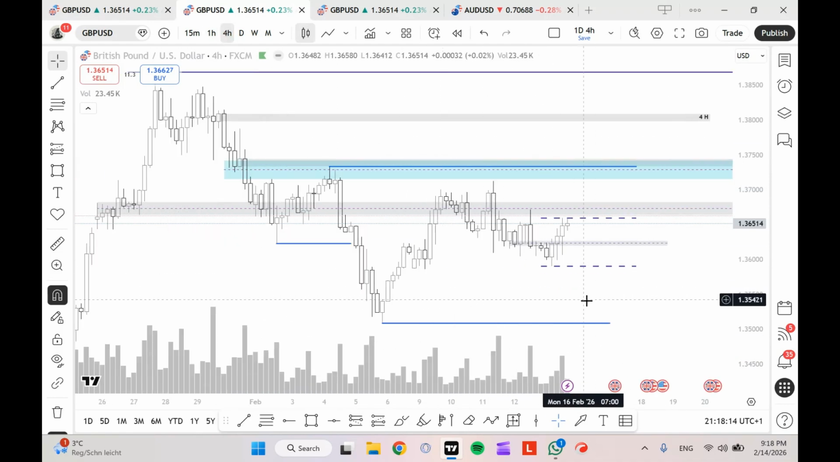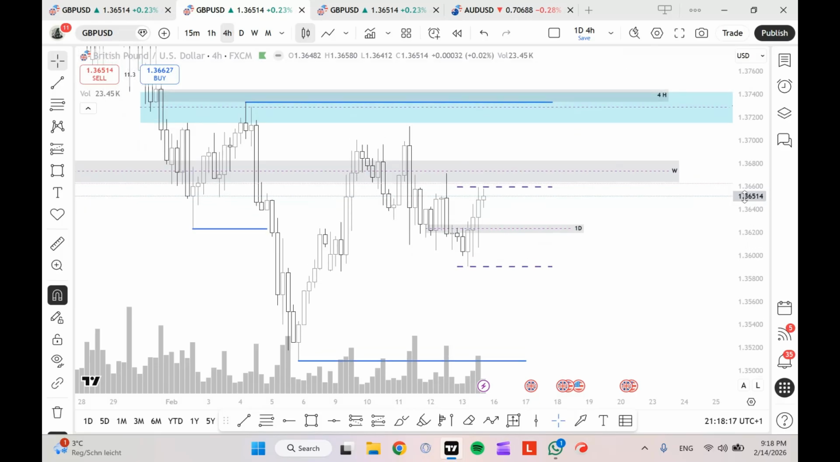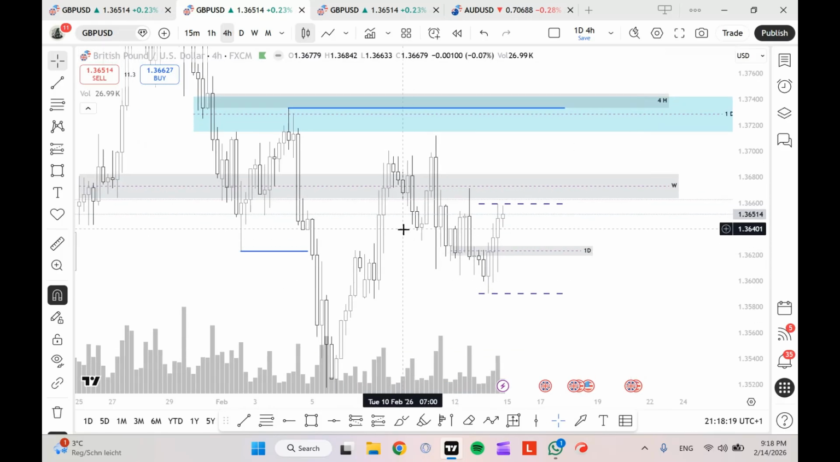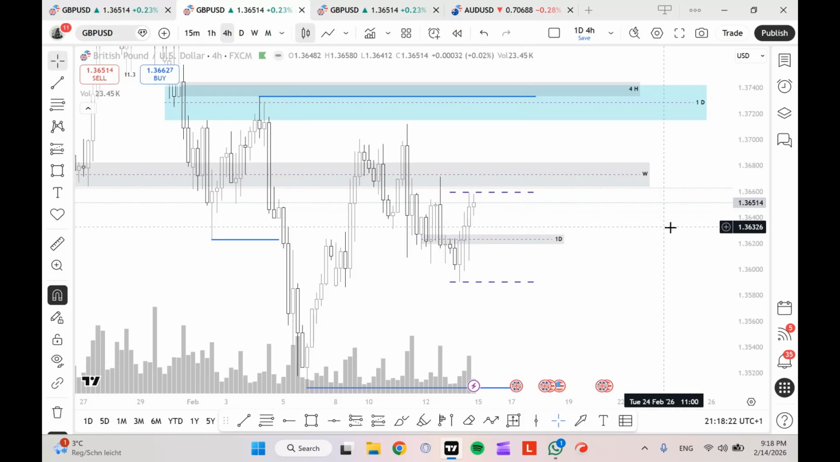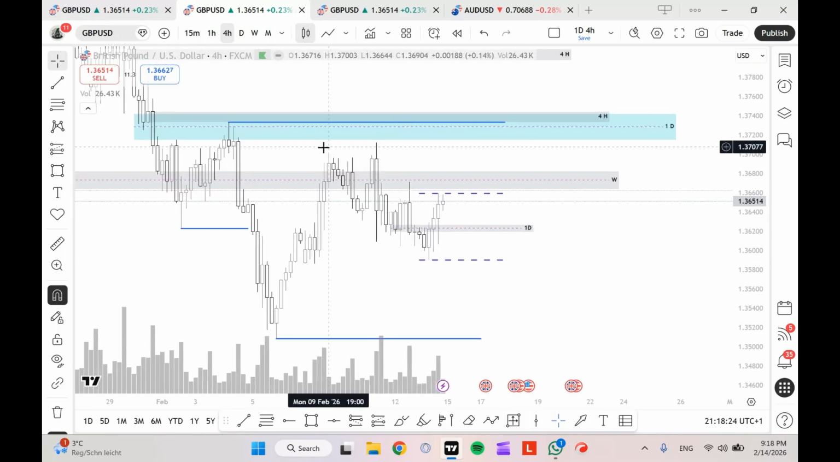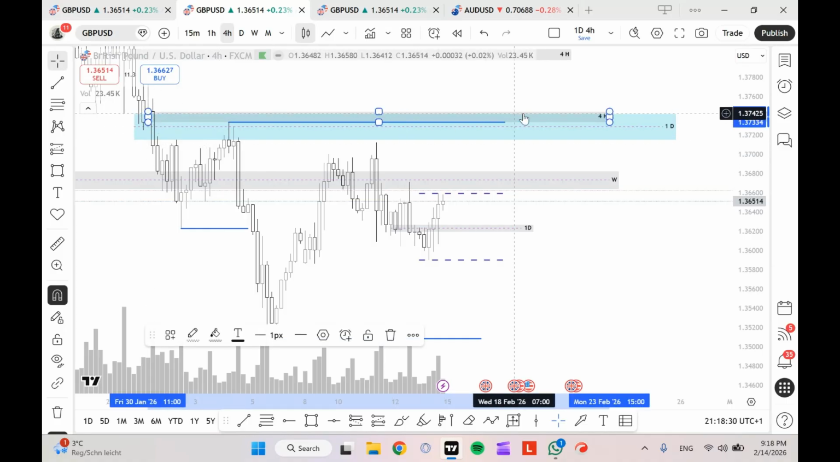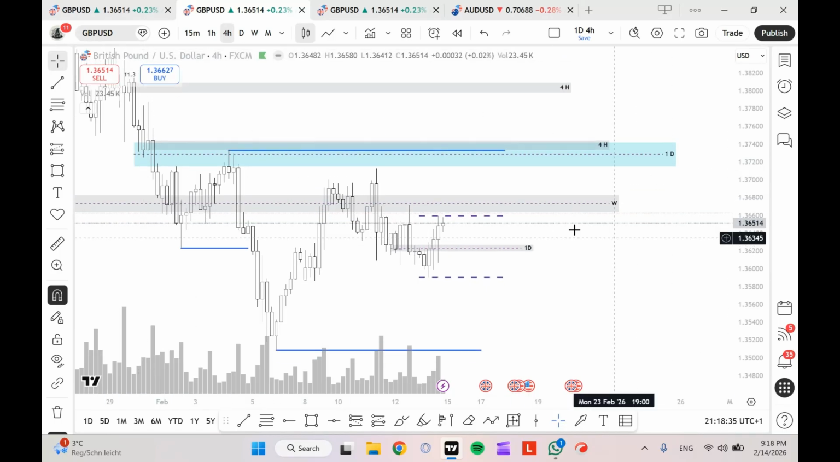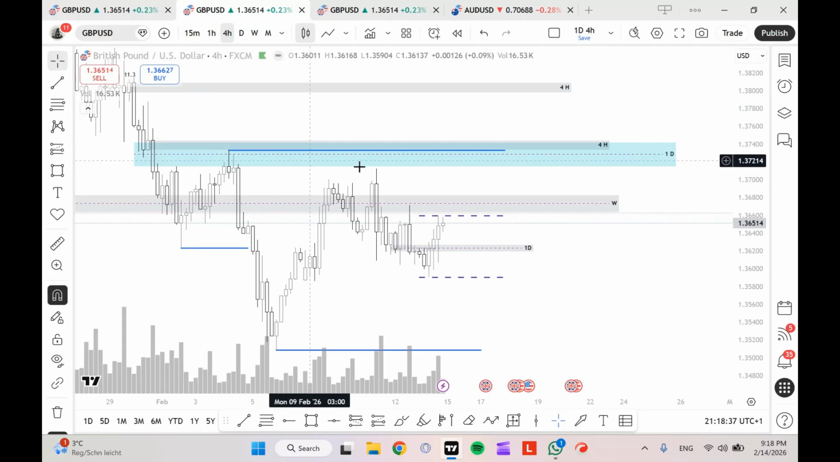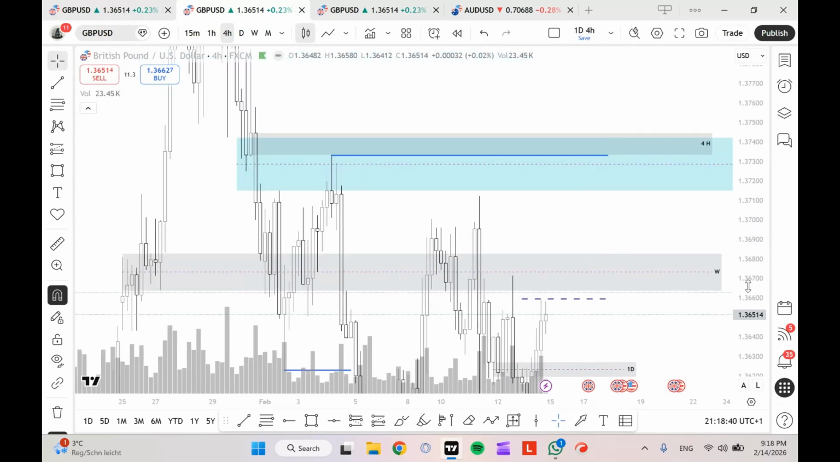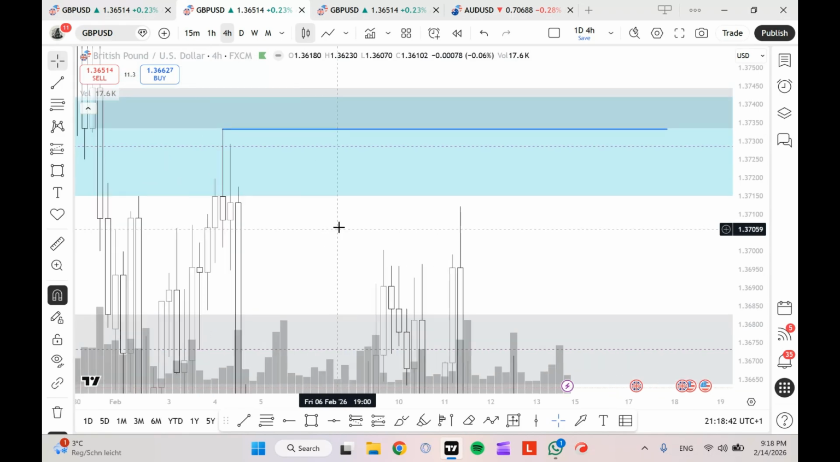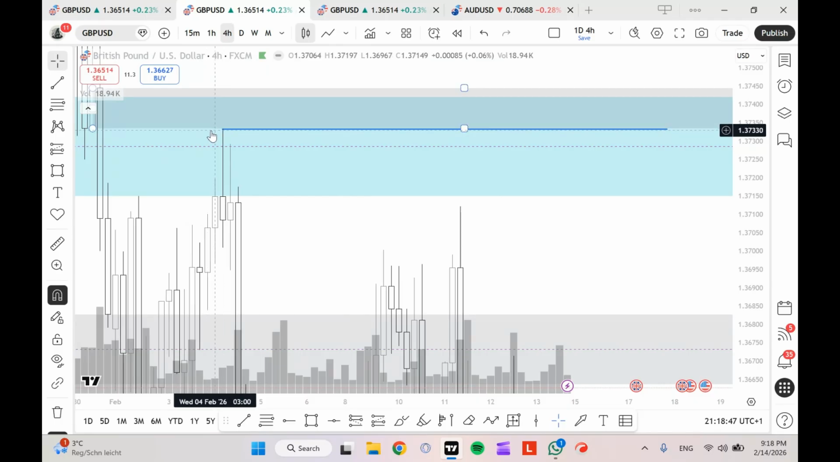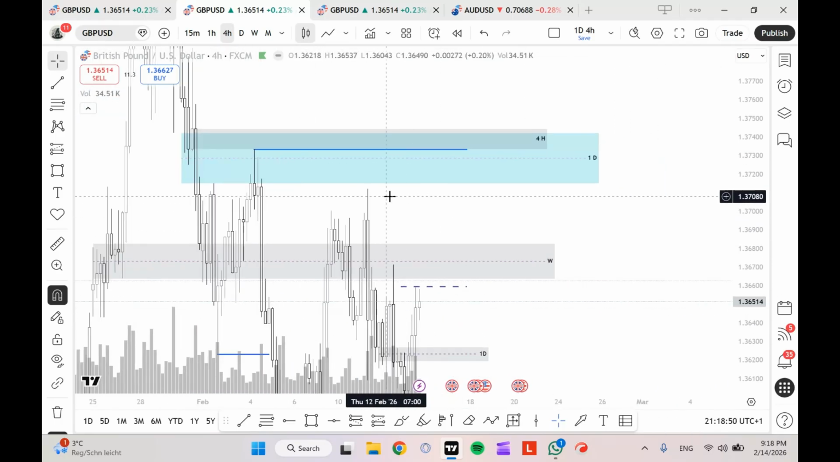Going a little bit lower to the 4 hour, I see that inside the imbalance is this 4 hour order block, this one. It has taken liquidity, so it's a valid order block. On my broker it wasn't touched, but I don't know if it's going to hold.